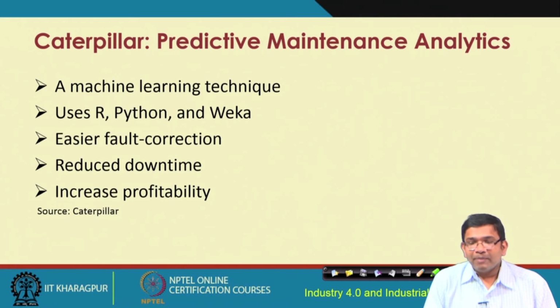So, preventive maintenance analytics talks about use of all these machine learning techniques that we have discussed in a previous lecture. Tools and techniques like R, Python, Weka could be used to come up with these different analytics, predictive analytics and so on. It is easier to have easier fault correction, reduced downtime and increased profitability using the predictive maintenance analytics, and this is what Caterpillar is doing.